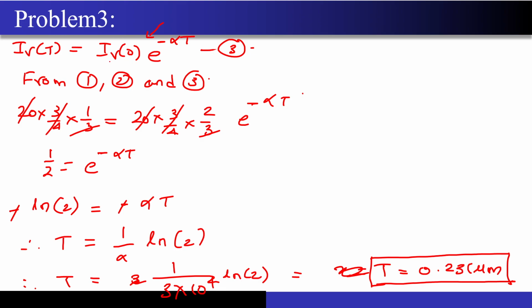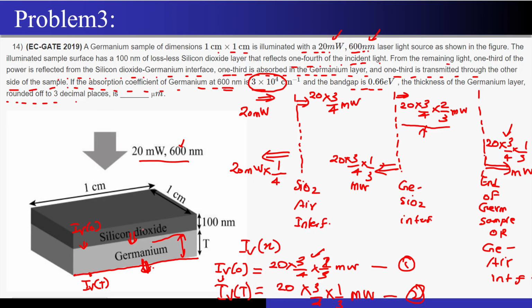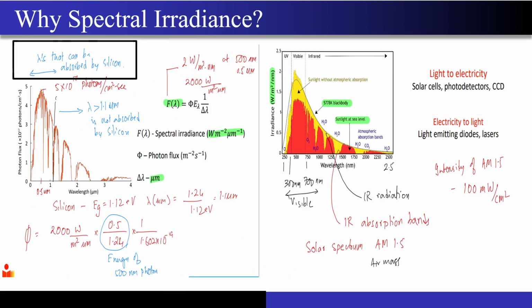The only thing that you had to know was how much of the power was injected from the silicon dioxide into the germanium, and how much of it came out of the germanium sample, correct? So this is just a basic logic and aptitude kind of question they have mixed with the formula just to make the question a little bit complicated. That's it. So I hope this question was very much clear. If you guys have any doubts, please feel free to poke me at any point.